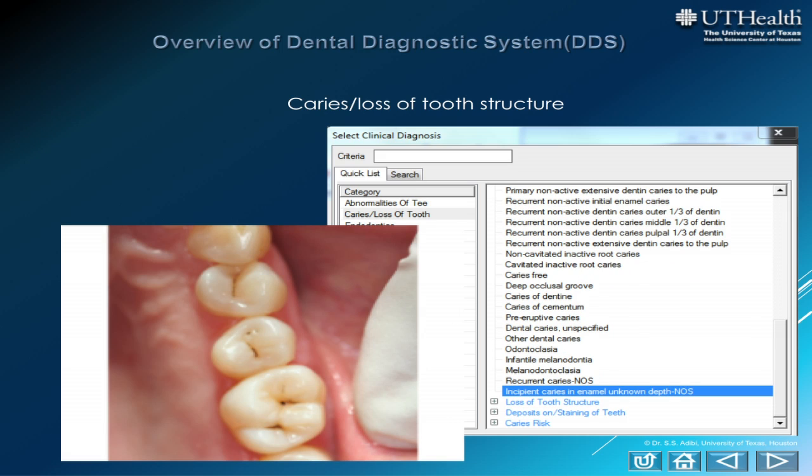Caries and tooth structures consist of several subcategories such as caries, loss of tooth structure, and caries risk. This 32 year old Hispanic female patient presented with the chief complaint of "I have sensitivity on some of my teeth while I chew sweet foods." Both radiographic and clinical examination revealed no definitive signs of caries to dentin. Therefore, a diagnosis of incipient caries in enamel, unknown depth, was selected.